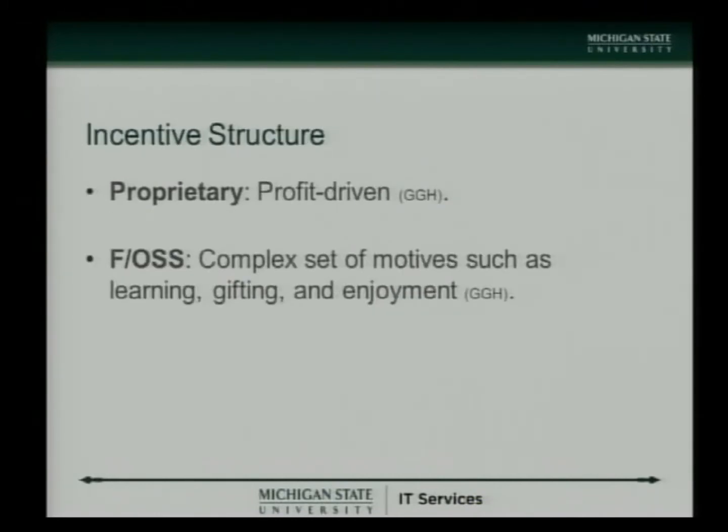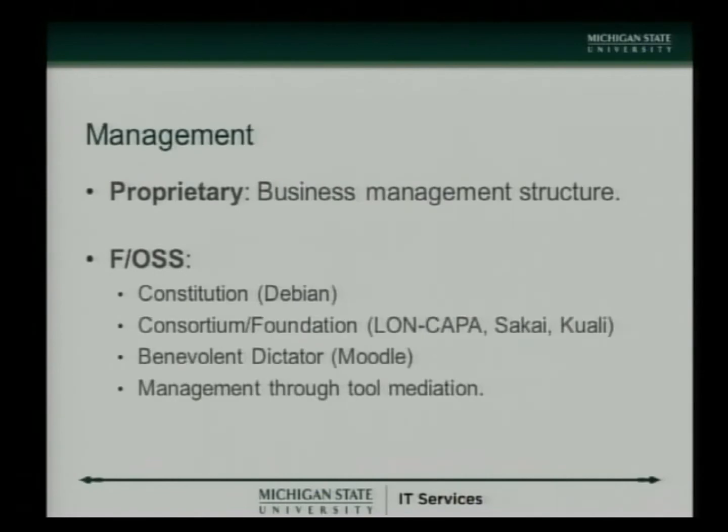Next thing I was going to compare is the incentive structure. Again, we have profit-driven versus a complex set of motives for open source software. And this was brought up by both Jeff and Dean. Both of them brought up altruistic motives. They wanted to see their software get used, and they wanted it to be affordable. And that was such a strong motive for them that that's why open source was chosen.